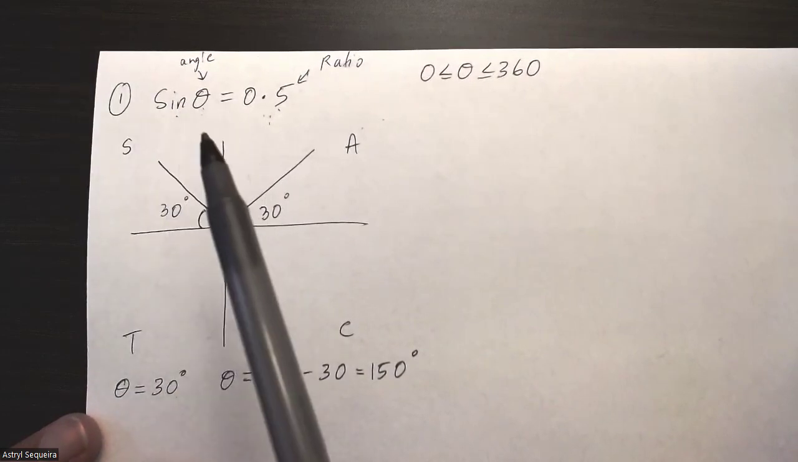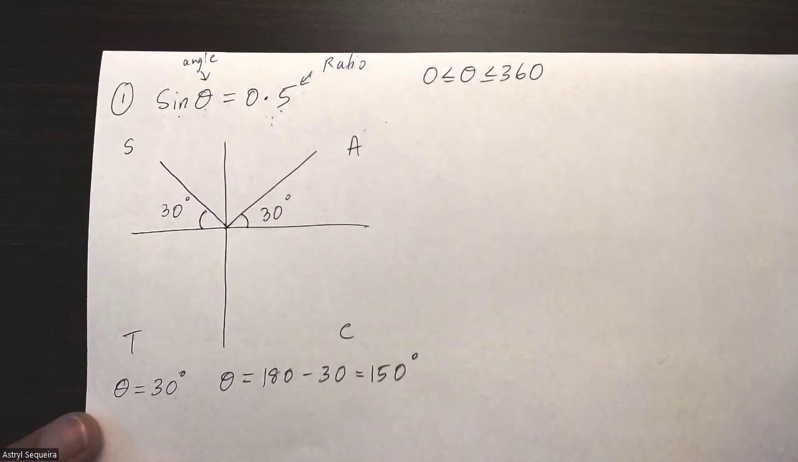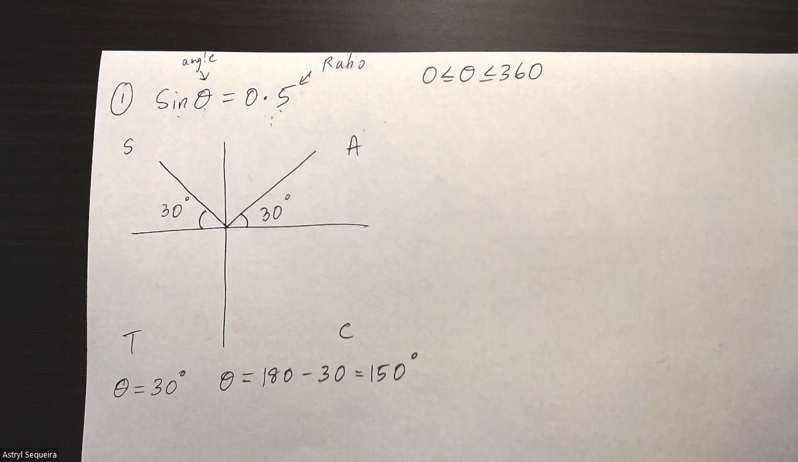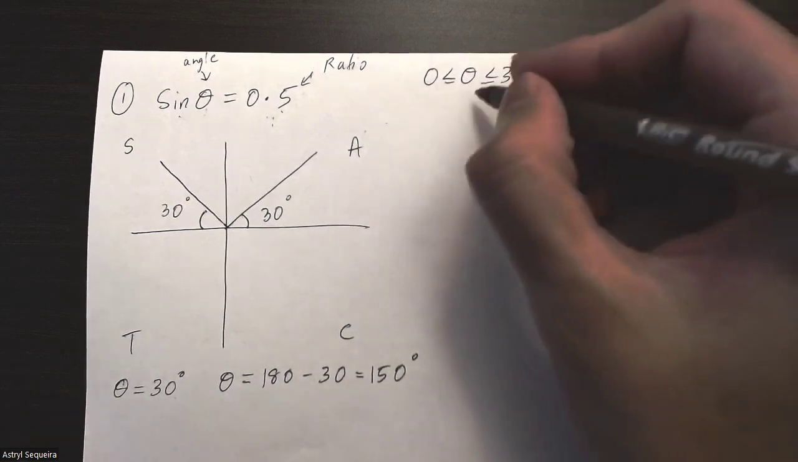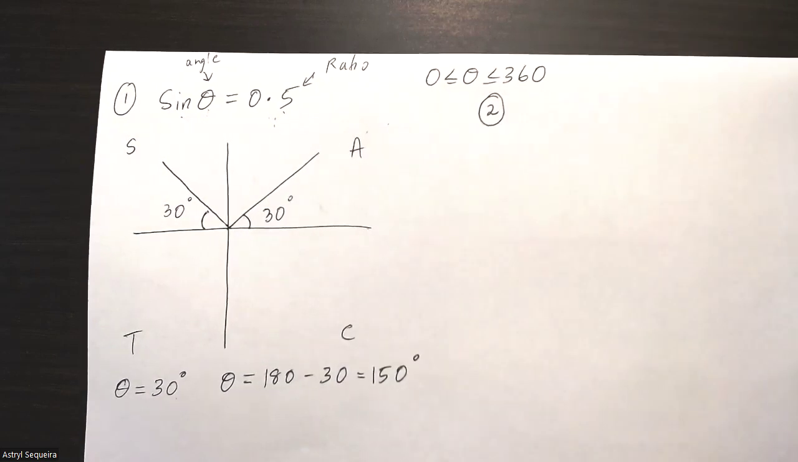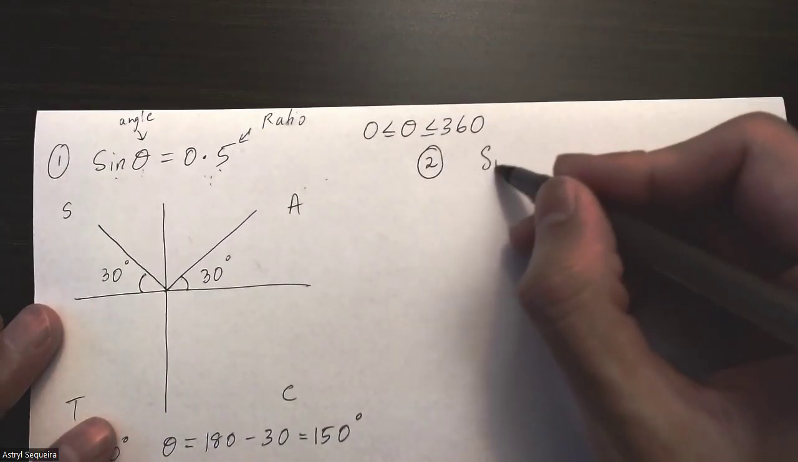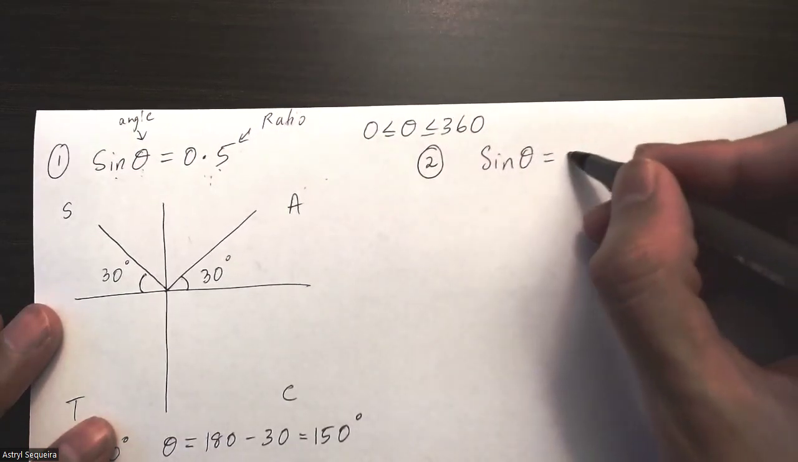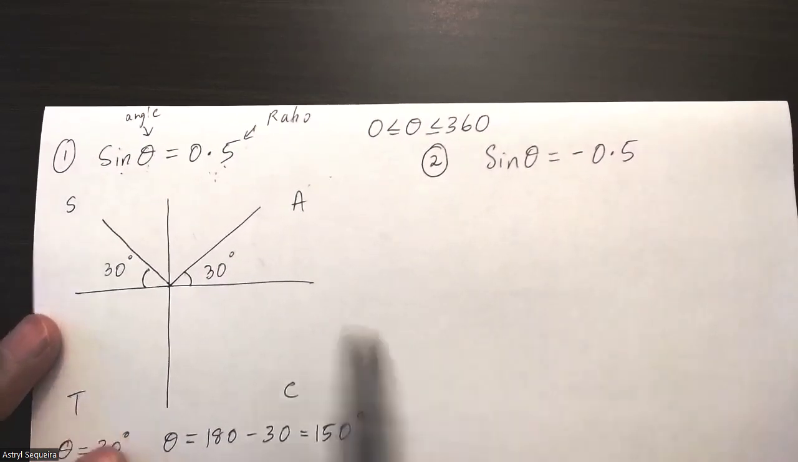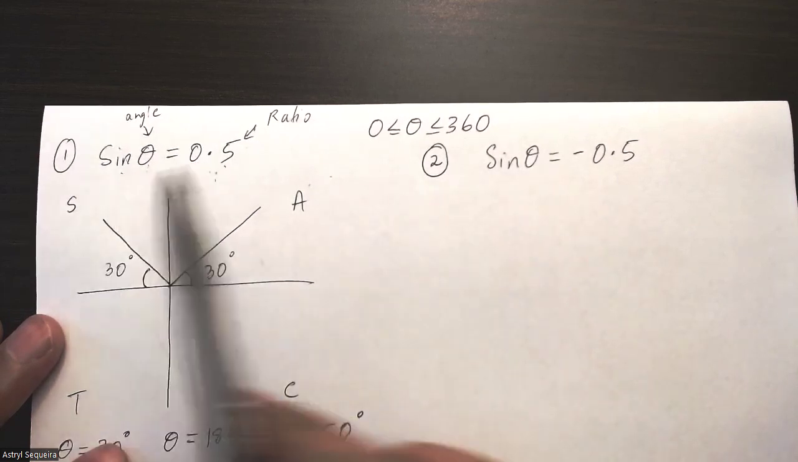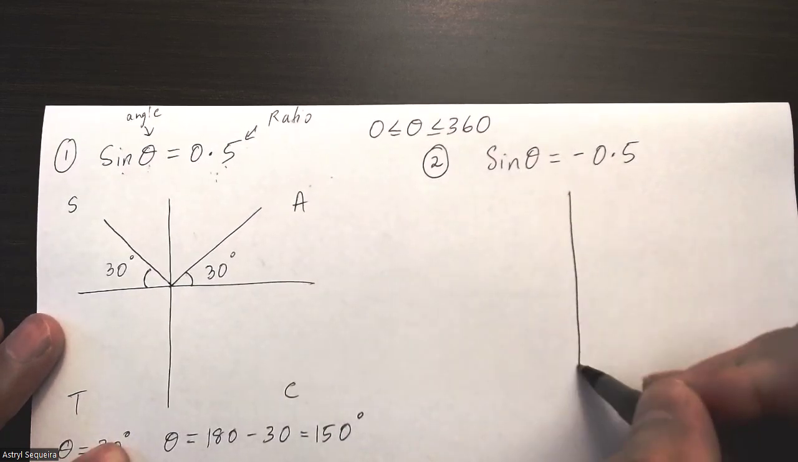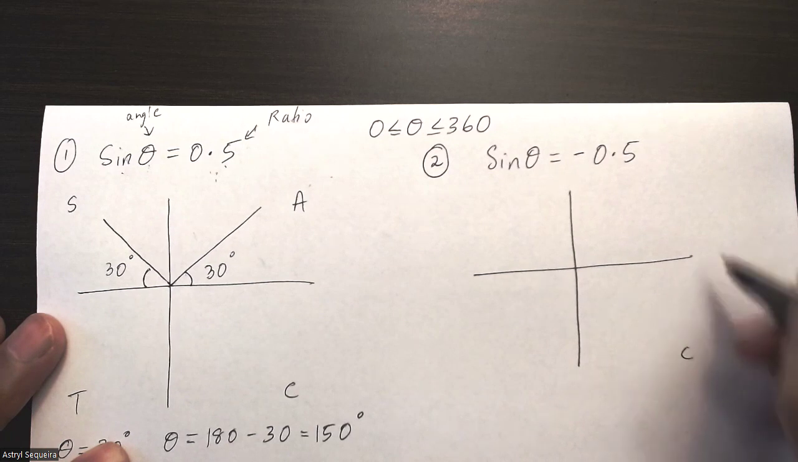Now that I've done the first example, I'm going to go through the rest of them really quick. I'm going to cover every single example you need to know for CAST rule so that you can perfect this concept. And all the questions are going to go in order, and all of them are extremely important. Second question here, sine theta equals negative 0.5. As we can see, this one is very similar to the first one. I'll start by doing my CAST rule.